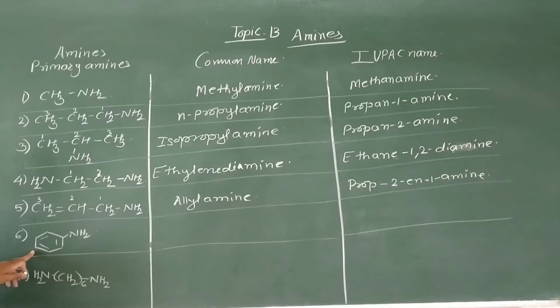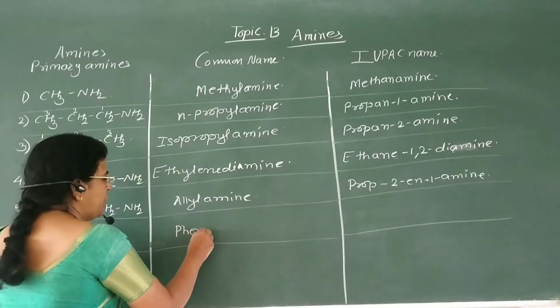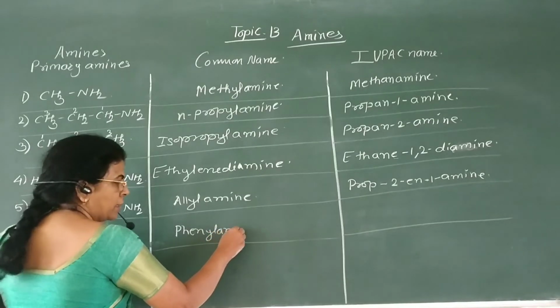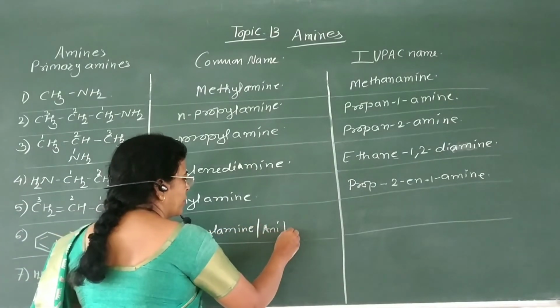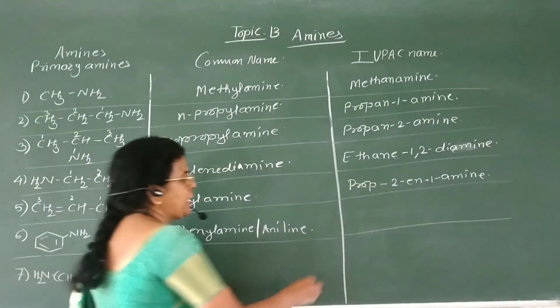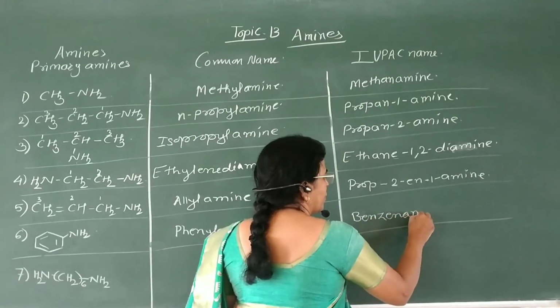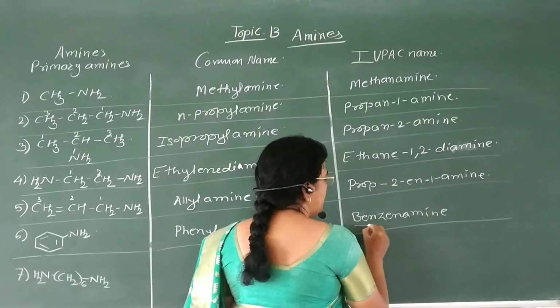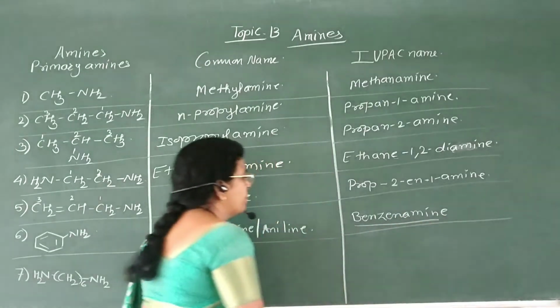Now next one. This is a benzene ring which is directly attached to an NH2 group. Therefore it is phenylamine. The common name is phenylamine, or it is aniline. The IUPAC name of this compound is benzenamine. Benzenamine. Replace the E from benzene by amine.